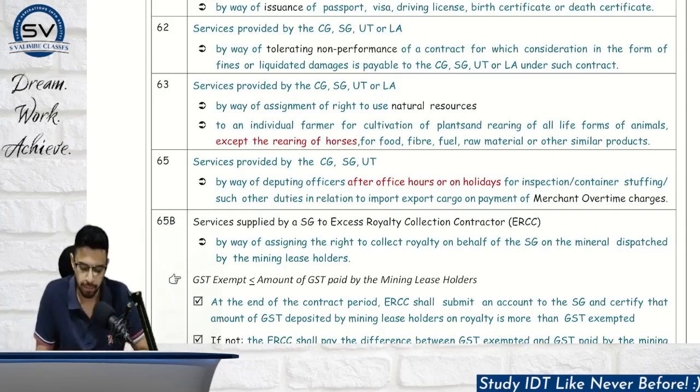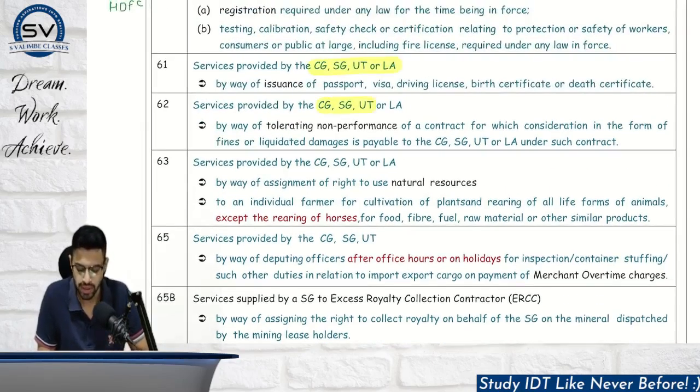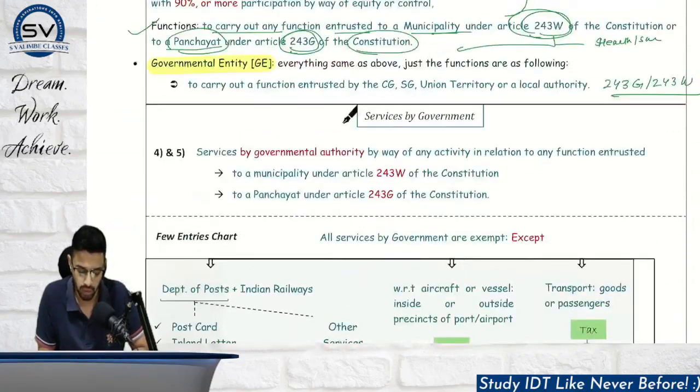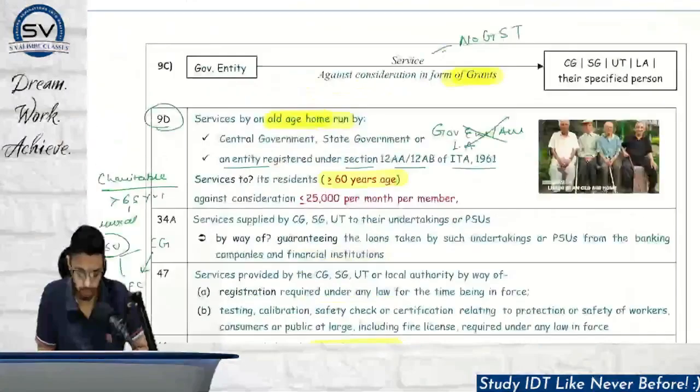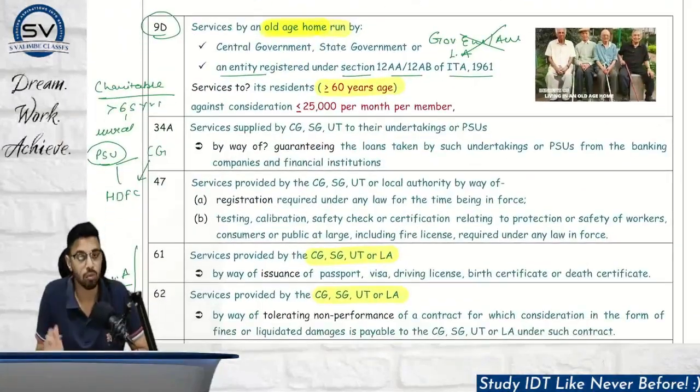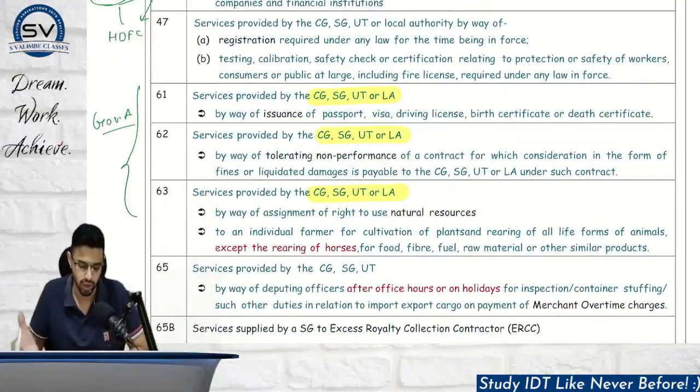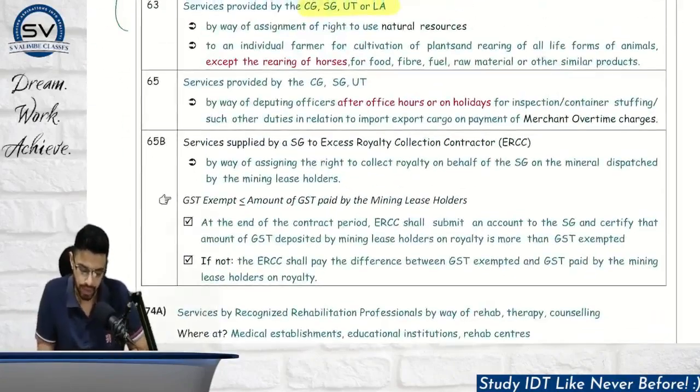Another point to be noted, here the words we are using are central government, state government, UT, local authority. Nowhere are we using governmental authority or governmental entity. So please mark this point, government authority and entity we covered only in entries 1 and 2. Okay, apart from that we are only talking about the government, meaning government, central, state, local authority, UT. Okay, next.